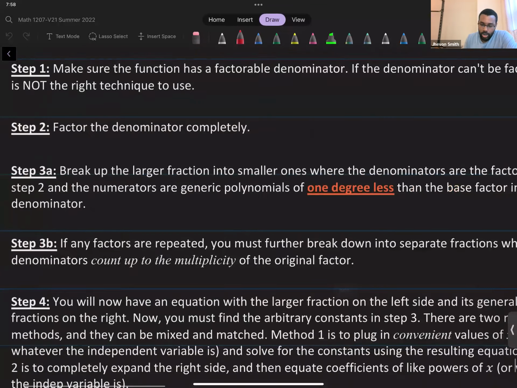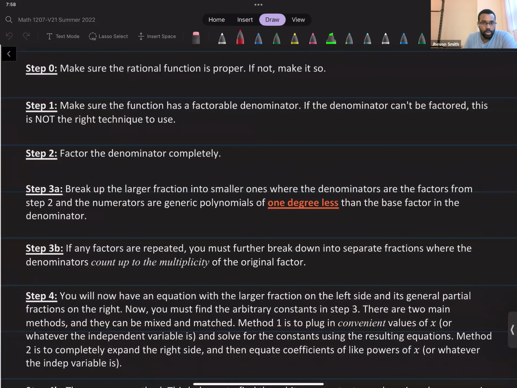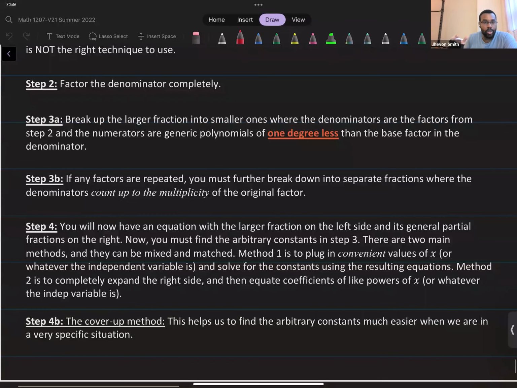And then you're going to break up the larger fraction into smaller ones. The denominators are going to be the factors that you found in step two, and the numerator is going to be a generic polynomial of one degree less. I'm going to explain what that is later on. If any factors are repeated, you're going to count up the multiplicity. I'm going to explain what that means. Now you'll have the large fraction equals this generic equation with smaller fractions, and you're going to have some methods where you find the generic constants. What arbitrary constants do you need to plug into the right side to make them equal to the left side?